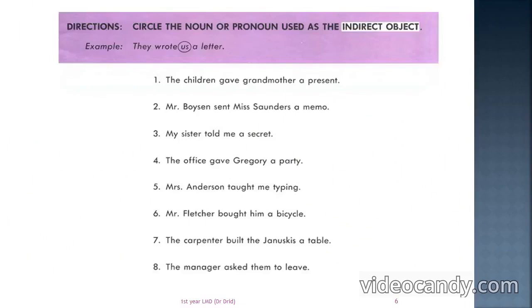Exercise: circle the noun or pronoun used as the indirect object. Look at the example. They wrote Asa a letter. They wrote what? A letter. Direct object. For whom or to whom? To Asa. Asa is the indirect object. You do the same in the following sentences.